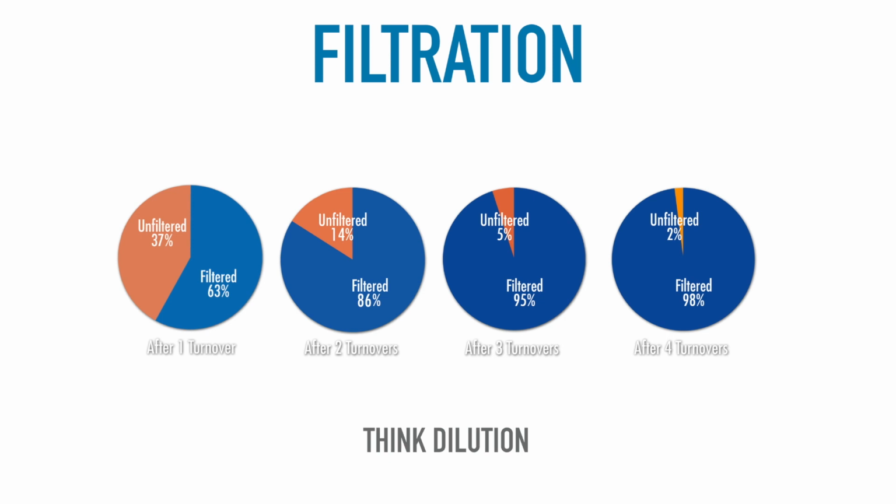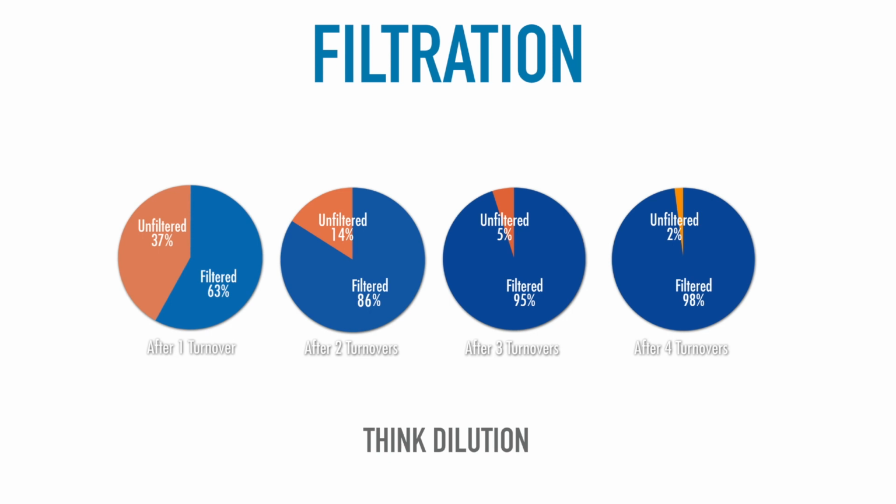Now, one of the things that I want us to notice is it does take us 4 turnovers to get to that 98% filtration. So let's do the math here. If each one of these turnovers takes 6 hours, and it takes 4 turnovers for us to get to 98% filtration, how many hours does it take for us to get to 98% filtration? So we're going to look at 6 hours times 4 turnovers. That's going to give us 24 hours.